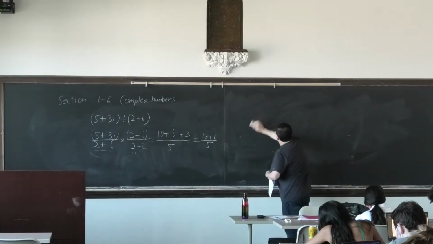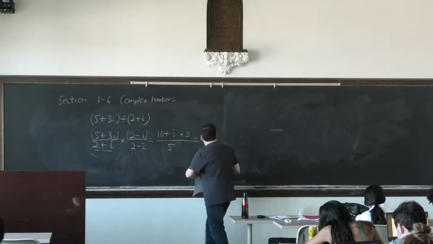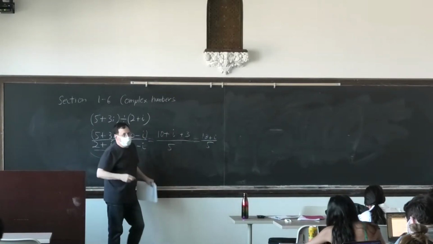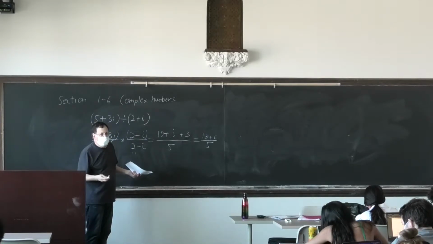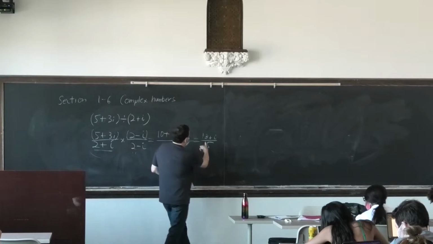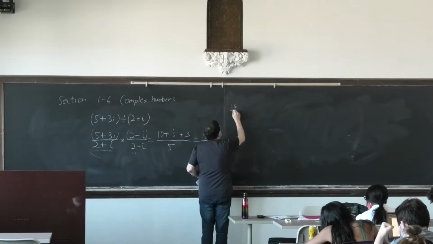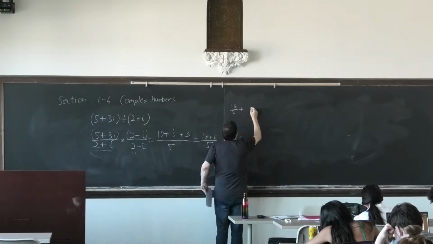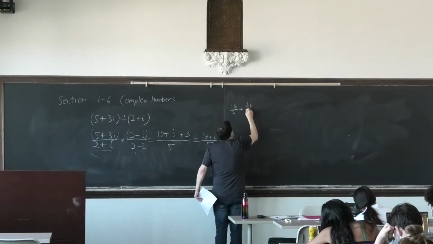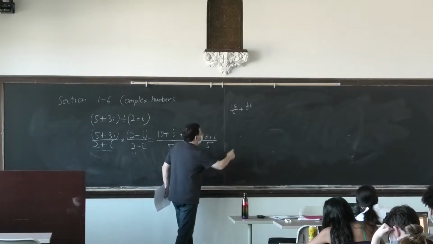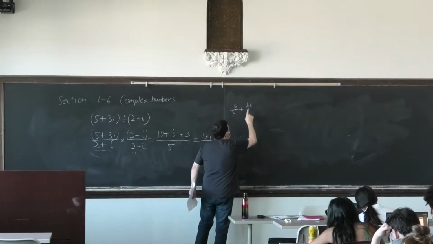Now, this is perfectly good, but what if we wanted to see this in the usual format, the standard format of a complex number? We just have to break it up. This is just 13 over 5 plus 1/5 i. And here we have just a real number, and i.